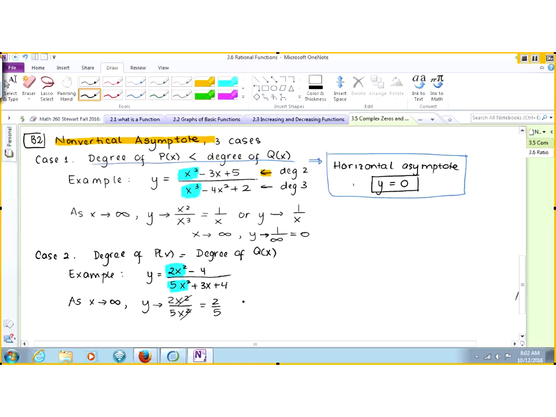Yes. So what is 2 and what is 5? 2 is the leading coefficient of the numerator, and 5 is the leading coefficient of the denominator. So in this case, y is 2 over 5. You still have a horizontal asymptote, but the equation is not y equals 0, but y equals the leading coefficient of p of x, the numerator, divided by the leading coefficient of q of x.